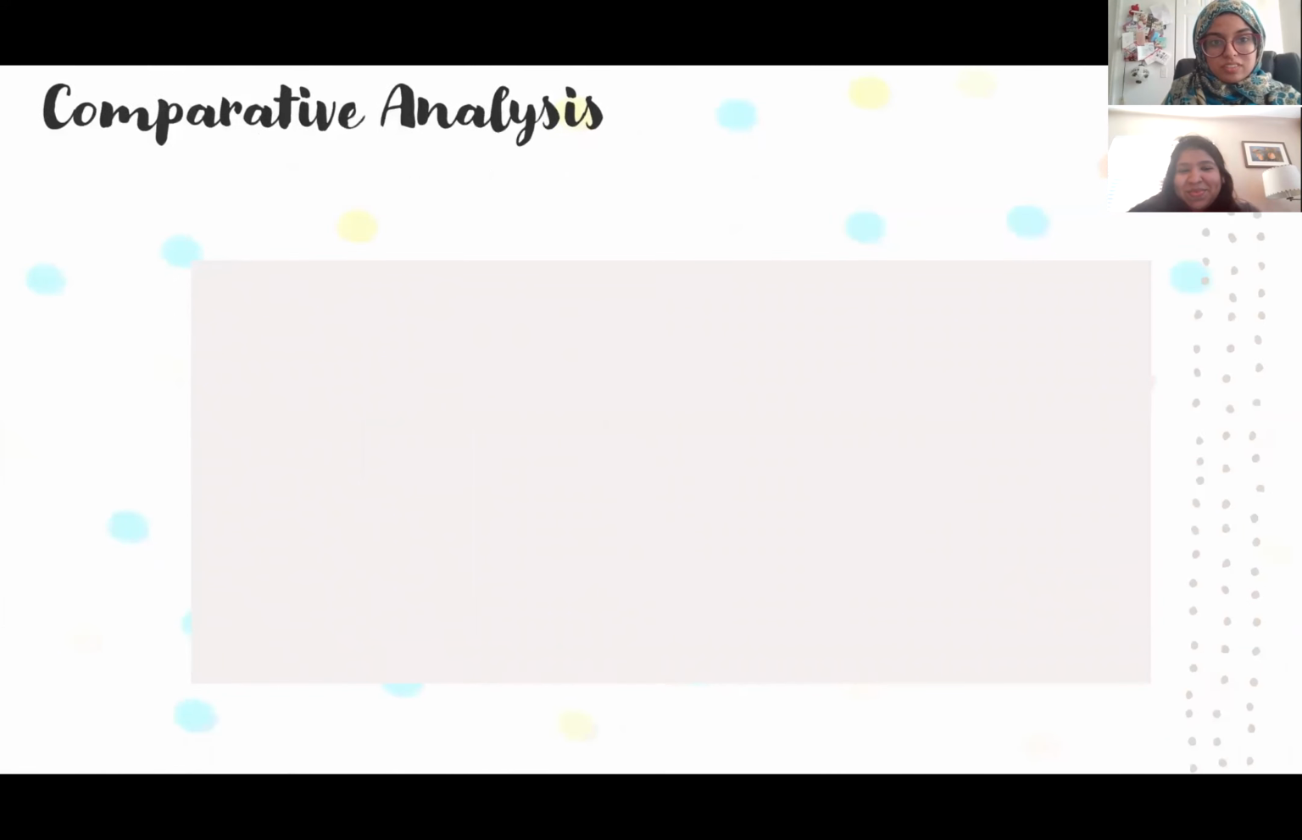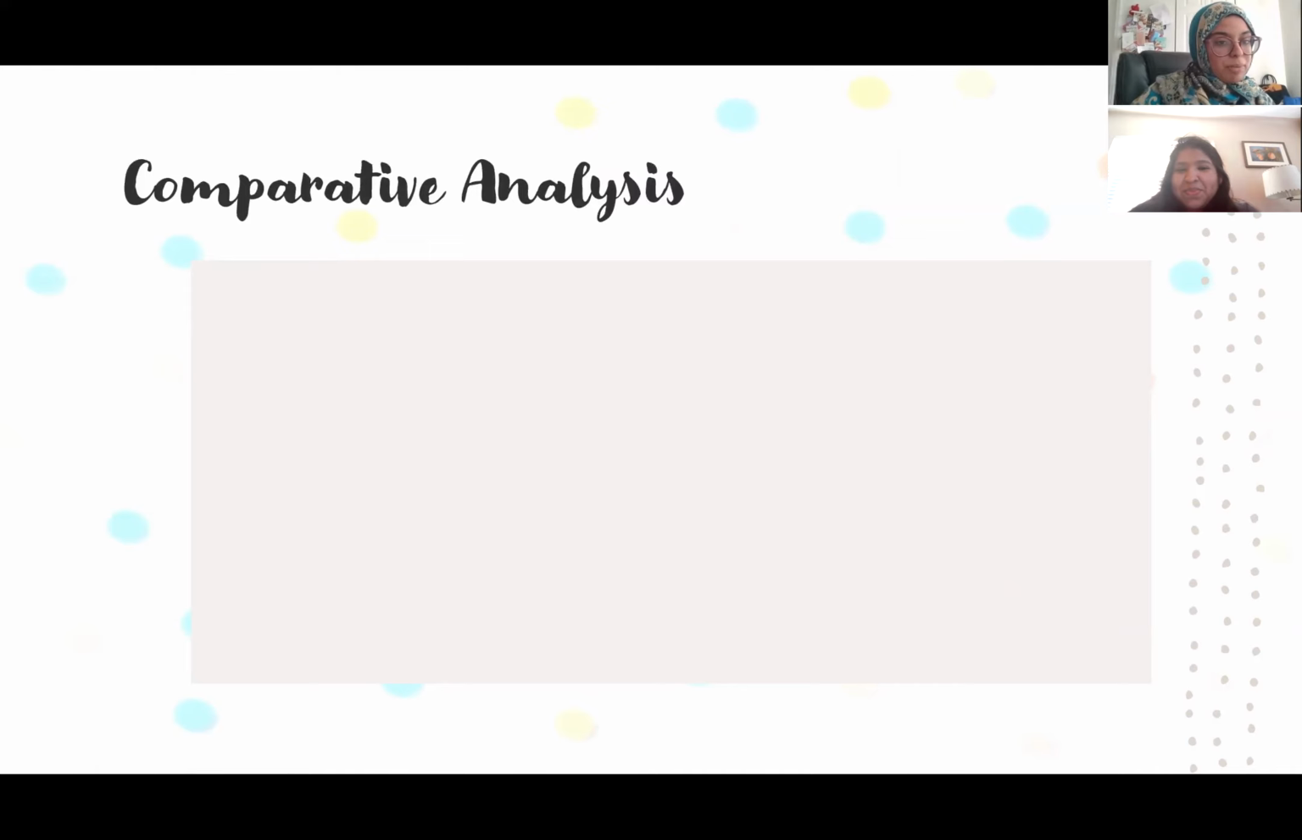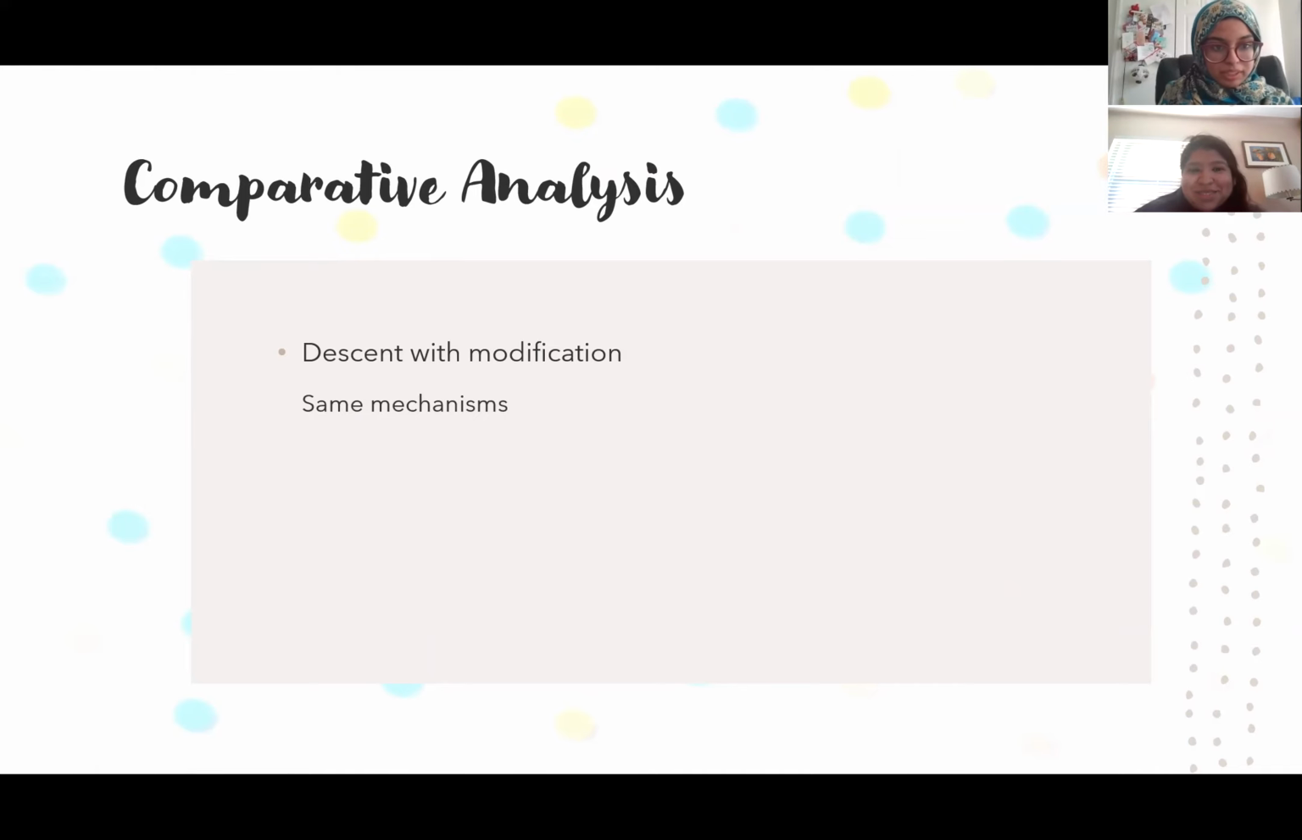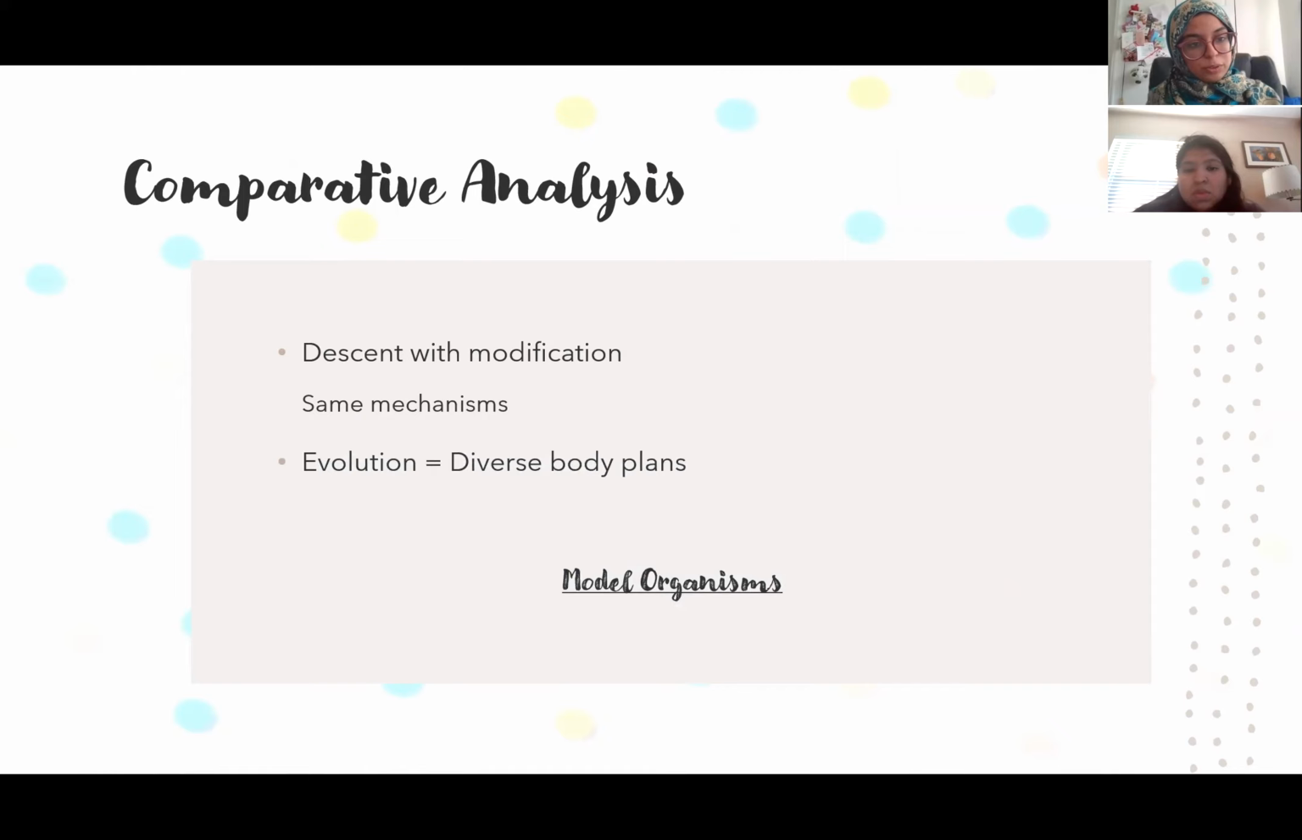So we use evolution for comparative analysis, as you said. So with descent with modification, we have the same mechanisms in multiple animals, but evolution also creates diverse body plans. So you have different model organisms. So you have the fruit fly and the nematodes. And so with them, you can learn multiple different processes that can also be seen in us humans, because you can't do research about development on humans because that's pretty unethical.